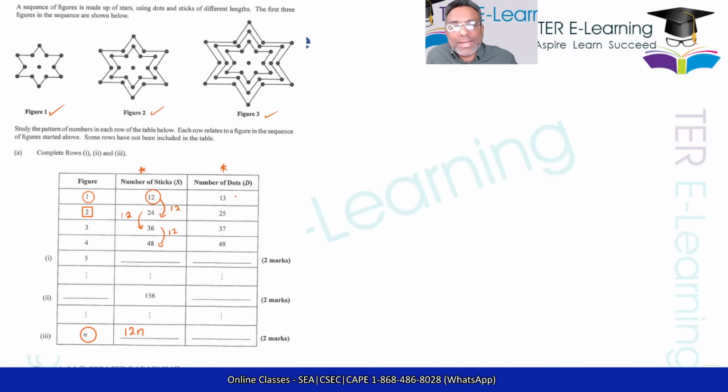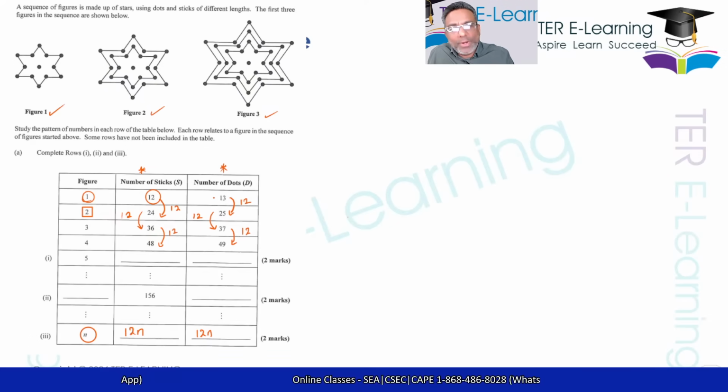If we look at the second column, the number of dots, let's see what's happening. As I jump from 13 to 25, I've technically added 12. From 25 to 37, I've also added 12. And from 37 to 49, I've also added 12. So 12 appears to be repeated again. That's a very easy question when we see a common repeat. So I expect to see 12n in the formula, but you need to do a check to see what else you need to do.